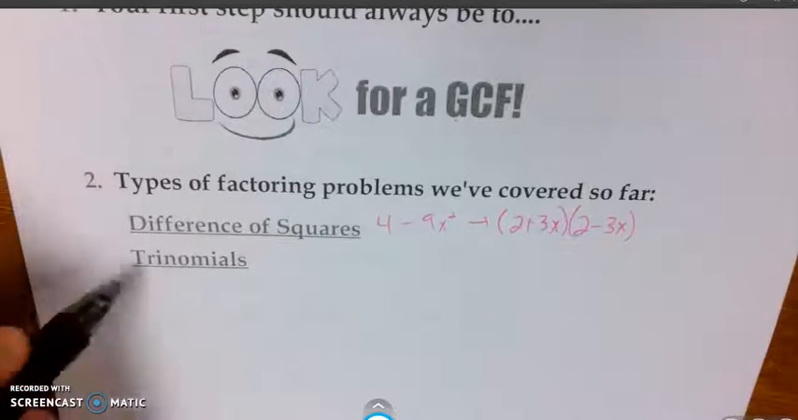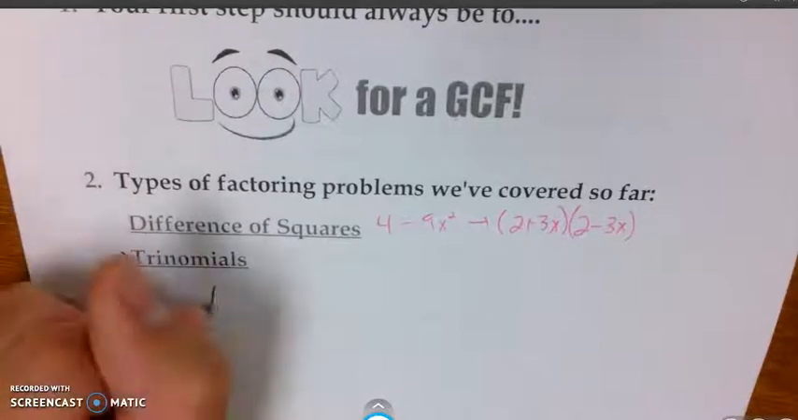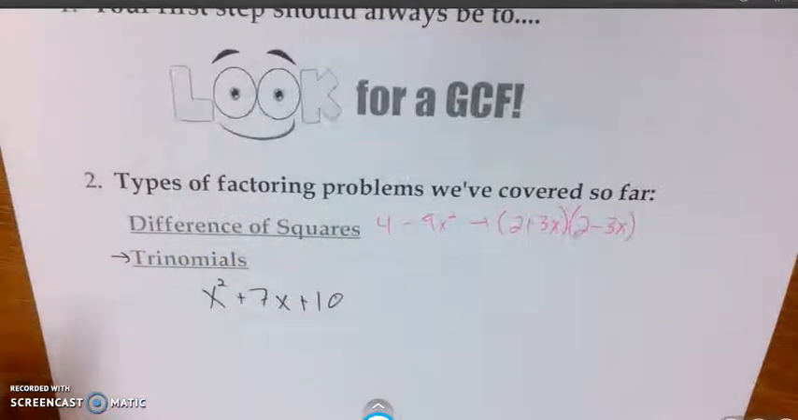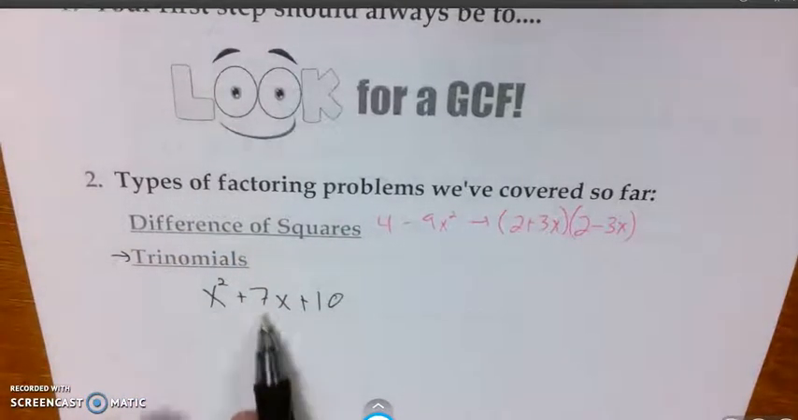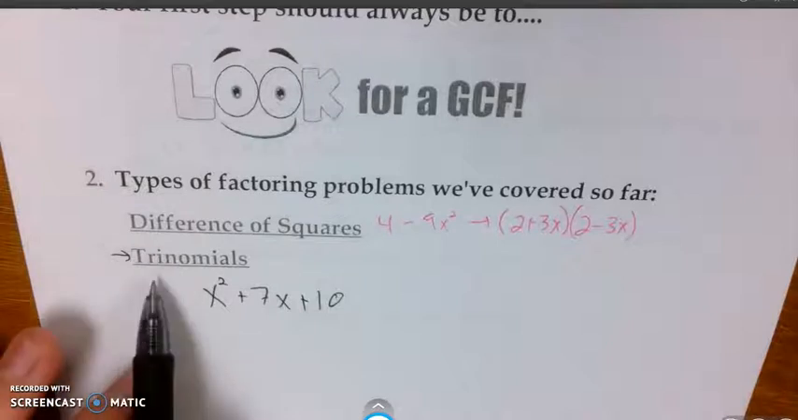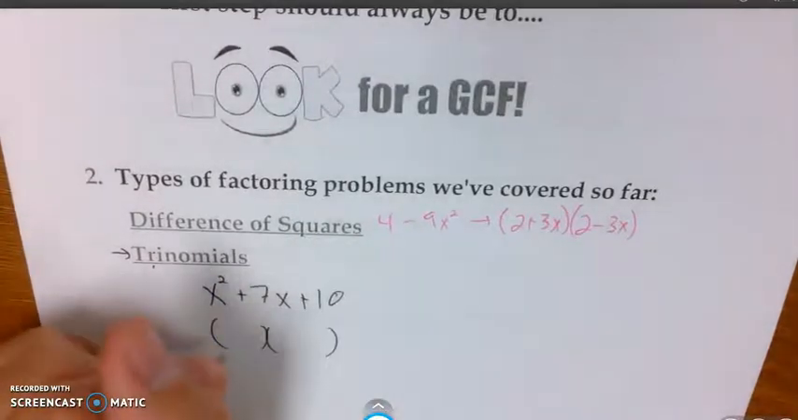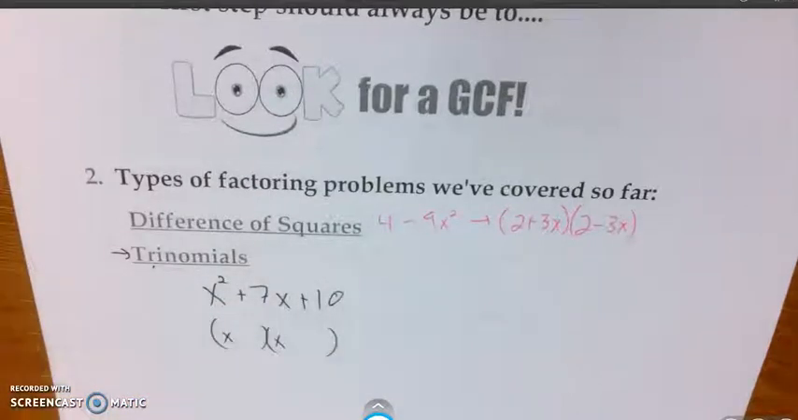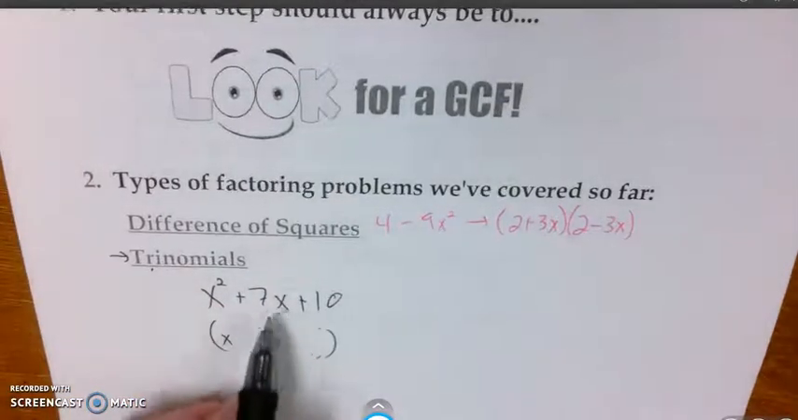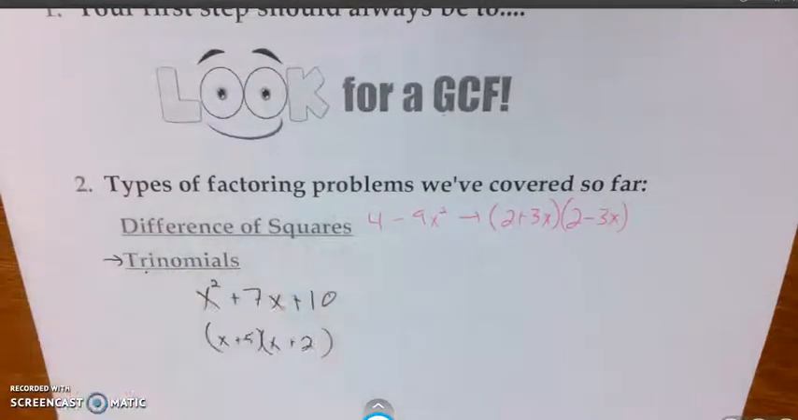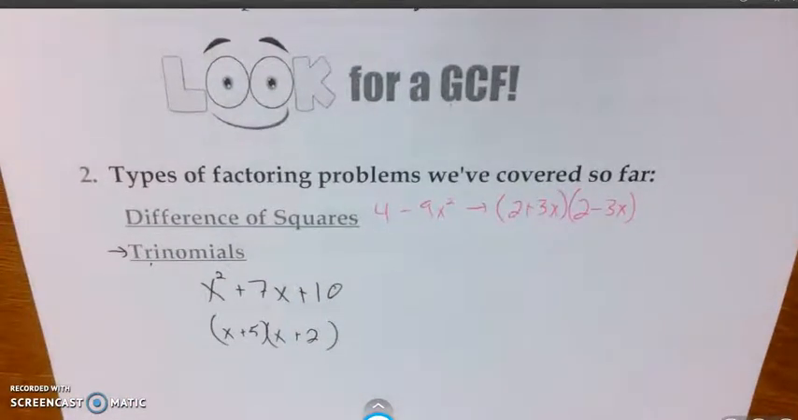Or we've got problems dealing with, say, trinomials. So if I had, say, x squared plus 7x plus 10, that is a trinomial because it's got 3 terms, hence trinomial. And we could factor this into x squared breaks down into x and x, then 2 numbers that multiply to 10 but add up to 7: positive 5, positive 2. So those factor patterns might pop up along the way. We need to make sure we are aware of those.